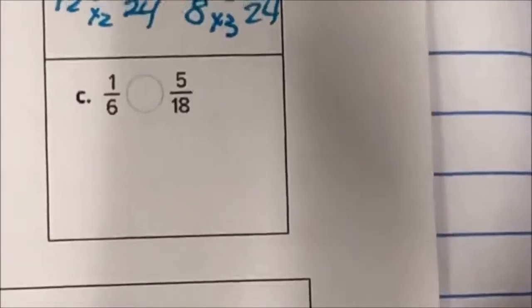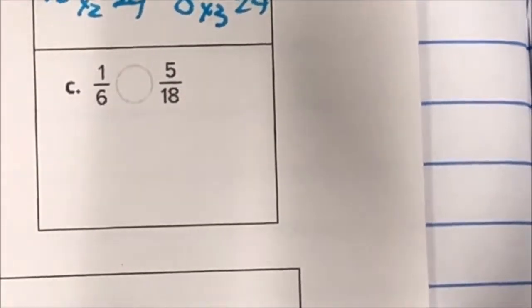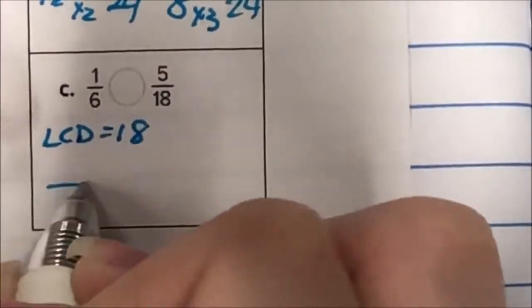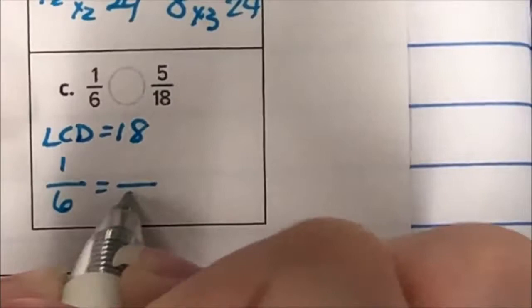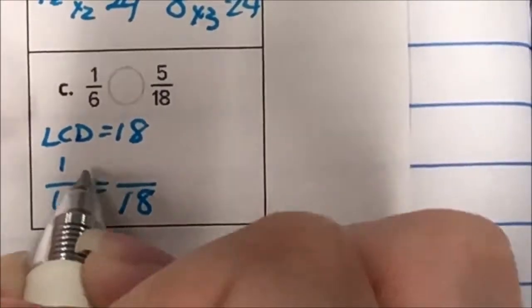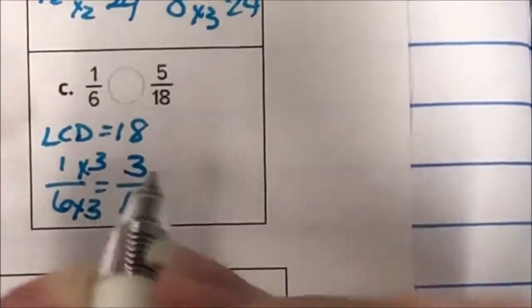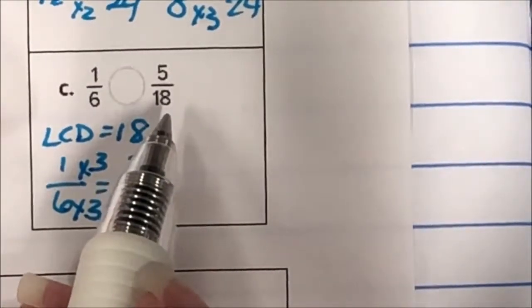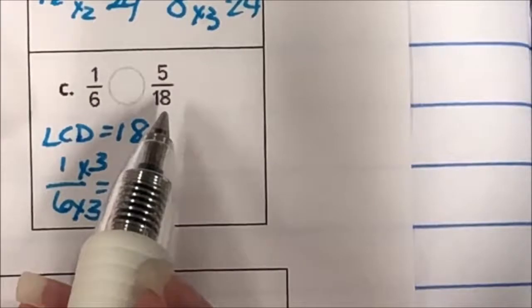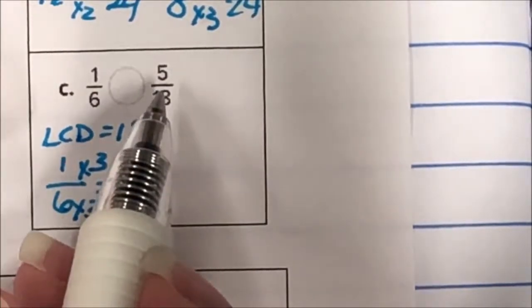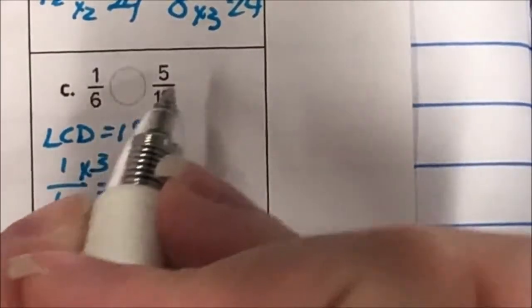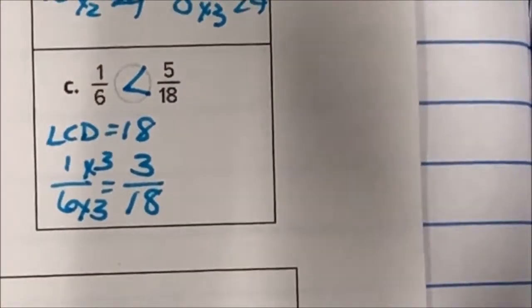Letter C says 1/6 and 5/18. So my LCD is 18. 6 times 3 gives me 18. So 1 times 3 gives me 3. 5/18 already has 18 as a common denominator. So 3 and 5, 5 is bigger. So 1/6 is less than 5/18.